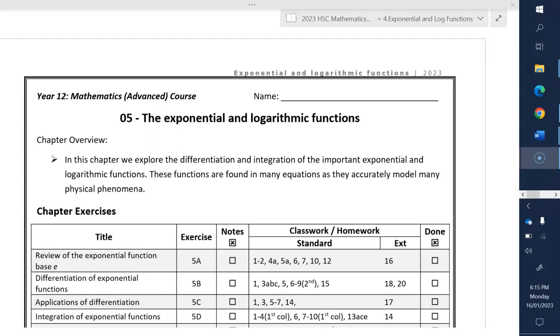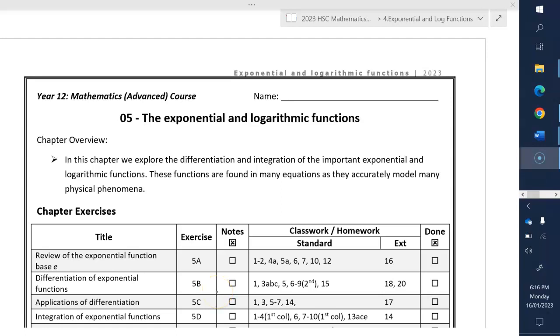Hi guys, the next video is looking at a new chapter. This video is looking at the exponential and logarithmic functions. This is part of our Year 12 Advanced Mathematics course, and we're looking at chapter 5. The chapter is going to start off with exponentials and move on to logarithms.